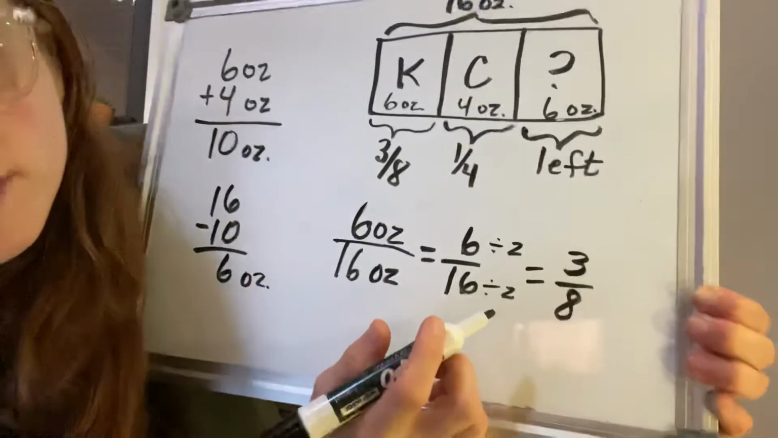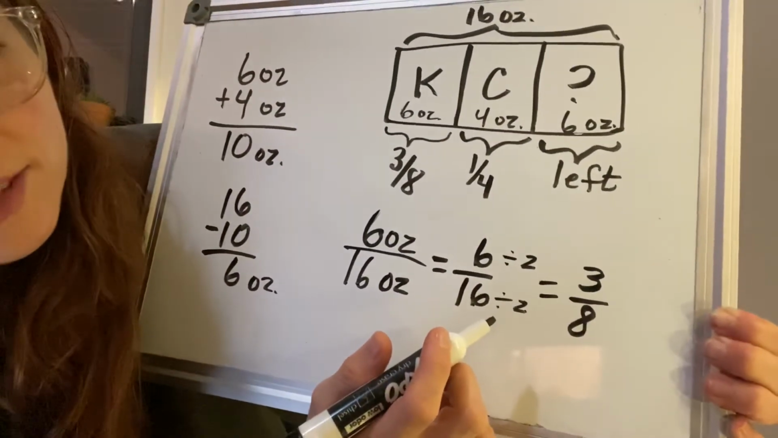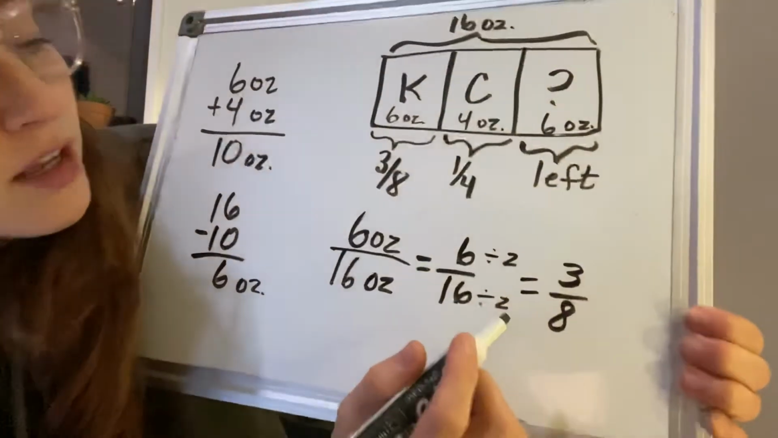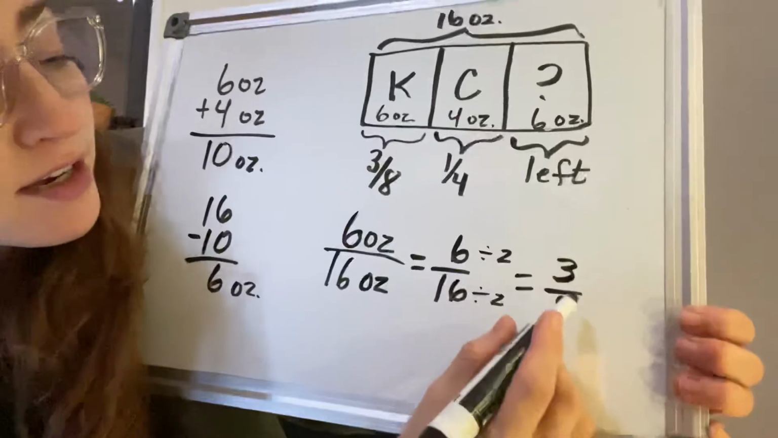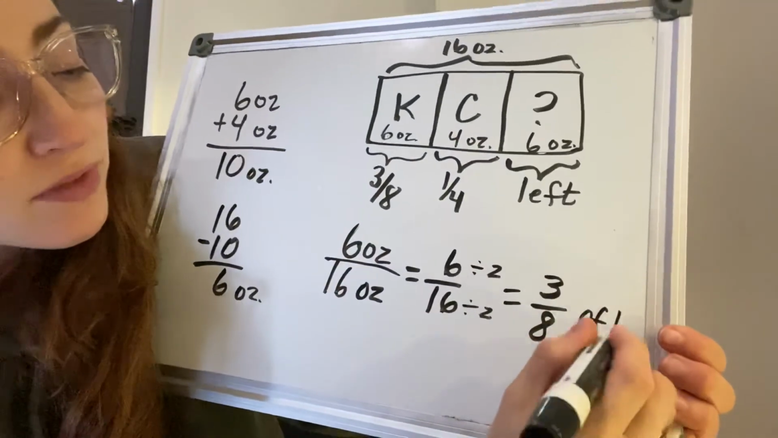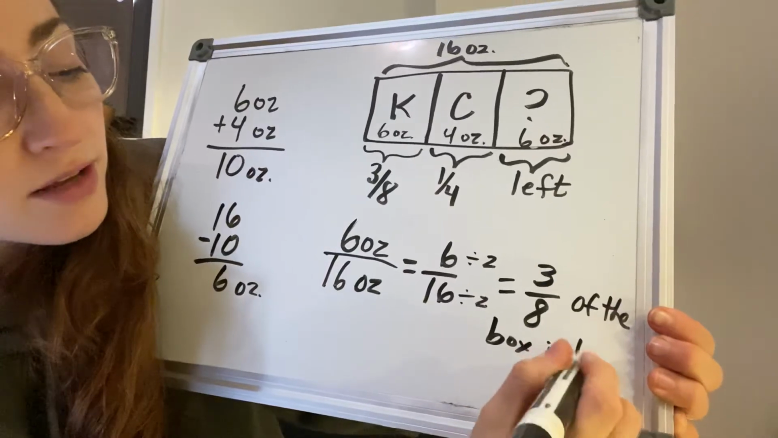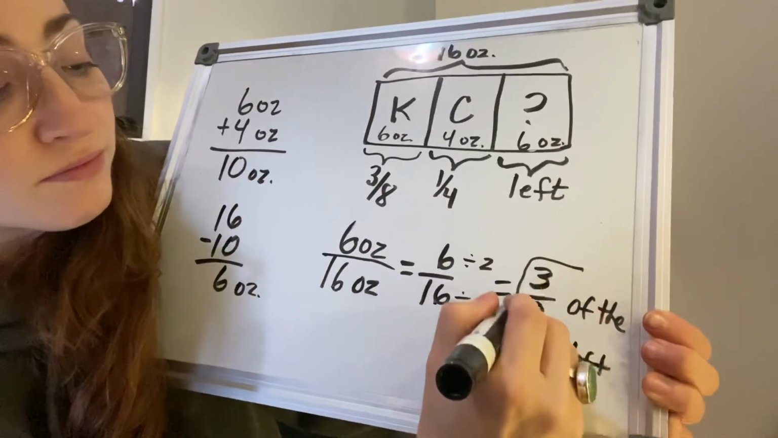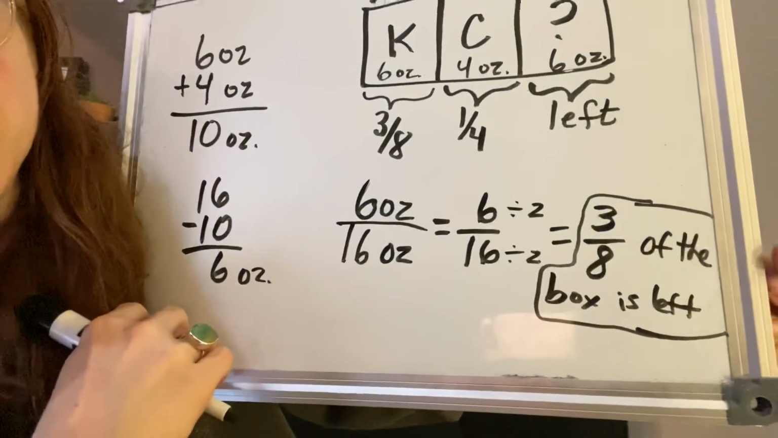So you want to write it, again, it's a word problem. You want to write your final answer as a sentence. Okay, so the question again was what fraction of the box is left? So you could say 3/8 of the box is left. Great job.